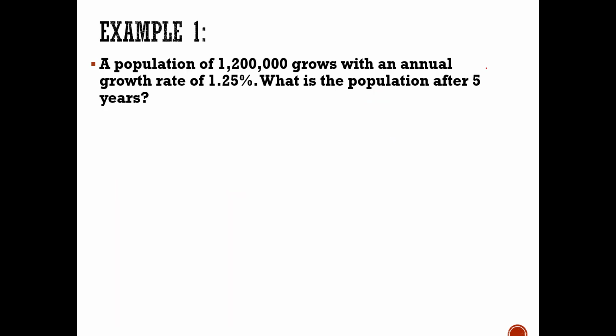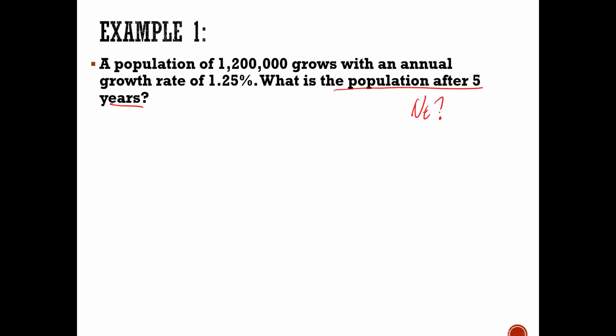First of all, a population of 1,200,000 grows with an annual growth rate of 1.25%. What is the population after 5 years? So once you have real world problems like this, you analyze the information given and then figure out which variable fits each number. In this case, we are looking for the population after 5 years, so we are looking for N(t) here. N(t) is unknown, right? So we're looking for that.